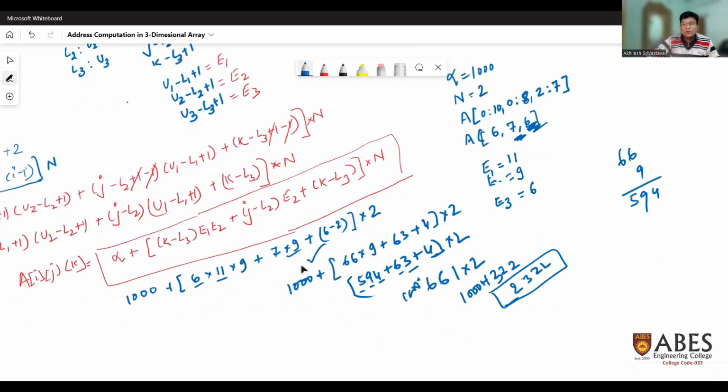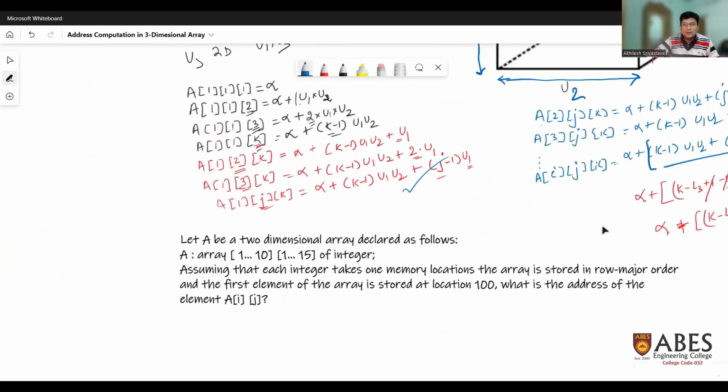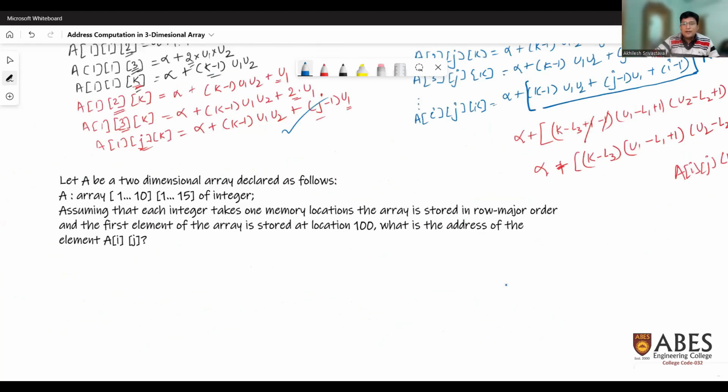So we have a question related to the GATE, GATE 1998 perhaps. Let me solve this question for you. It says that a two-dimensional array is given as 1 to 10 and 1 to 15 of integers. Assuming that each integer takes one memory location and the array is stored in row major order fashion, and the first element of the array is stored at location 100, what will be the address of element A[i][j]? It's a very simple question on address calculation, where the lower bound is 1, upper bound is 10. Lower bound is 1, upper bound is 15 for the second dimension.